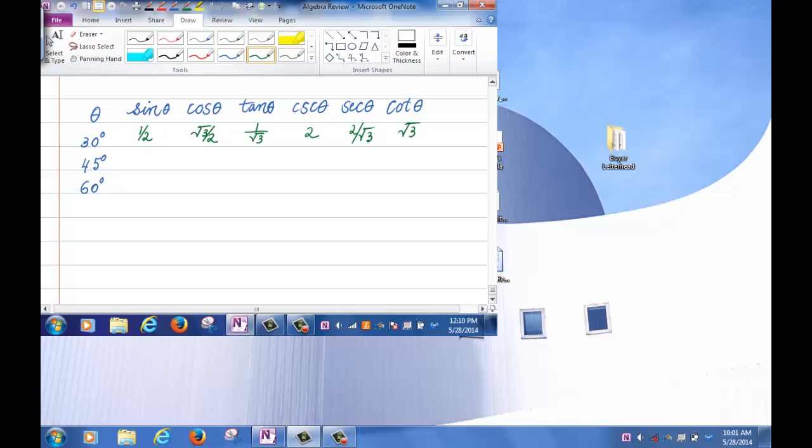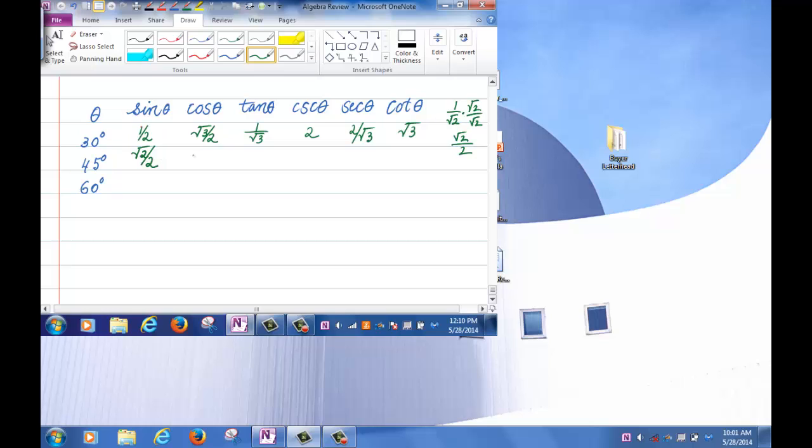How do we write it? 1 over root 2 is the same as root 2 over 2, right? If I have 1 over root 2, and then I multiply by root 2 over root 2, then I get what? Root 2 over 2. So instead of writing 1 over root 2, I'm going to write root 2 over 2.